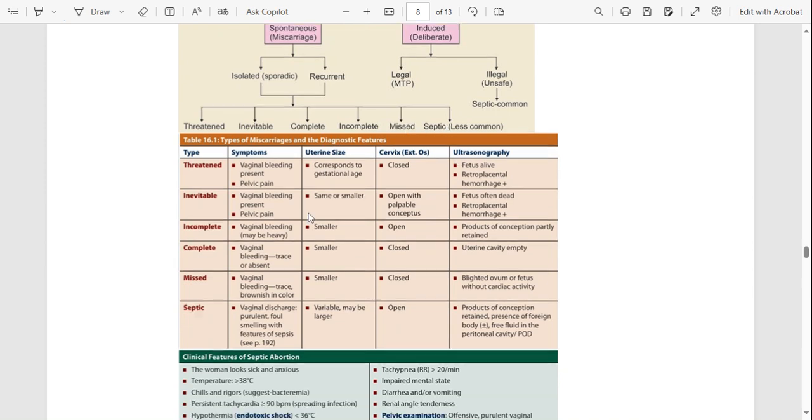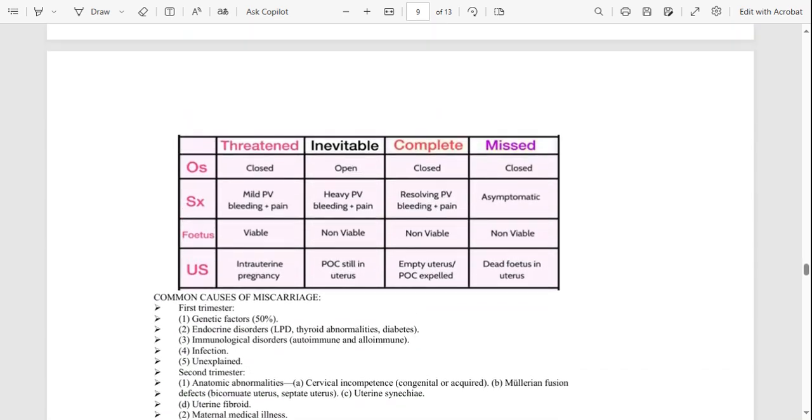Of importance when you look at these ones, for the threatened abortion, the internal os or the cervical os is going to be closed. Someone is going to have pain and bleeding. The fetus is viable, but the conditions are not right. That's why the best thing to do is to evacuate this fetus.